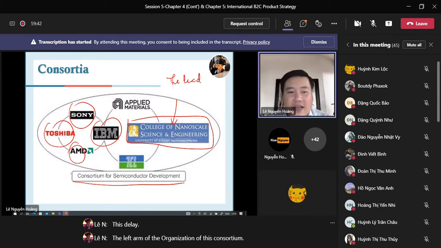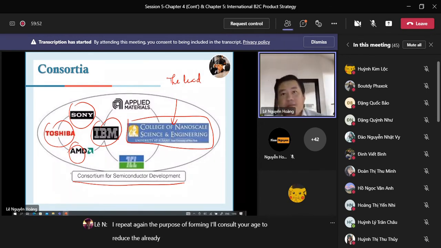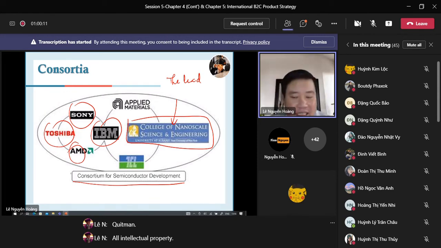Okay, is it clear, guys? I repeat again, the purpose of forming a consortia is to reduce the R&D costs, to cut costs, to share the cost resources, and to lower the cost of expensive equipment or intellectual property. Is it clear, guys?